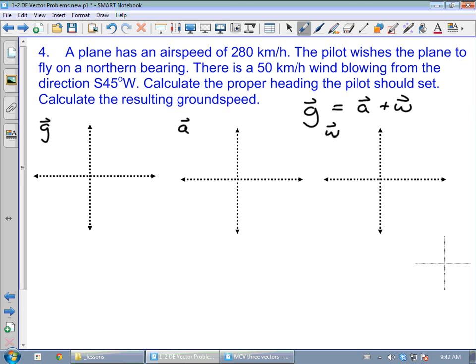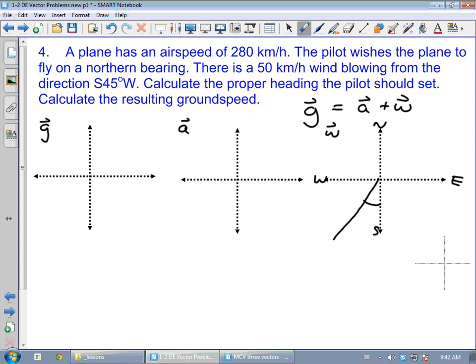The one that we know everything about is the wind speed. We know that there's a 50 kilometer per hour wind blowing from the direction south 45 degrees west. So the direction south 45 degrees west is, if I label these here, north, south, east, west, when they say south 45 degrees west, they mean go south and then go 45 degrees to the west.